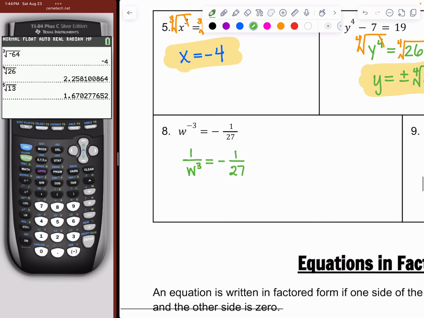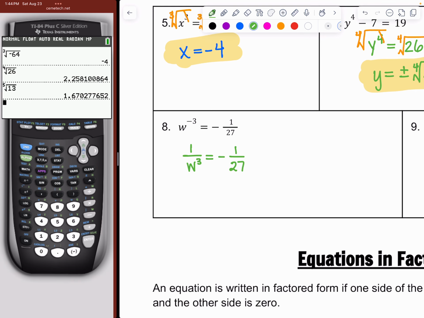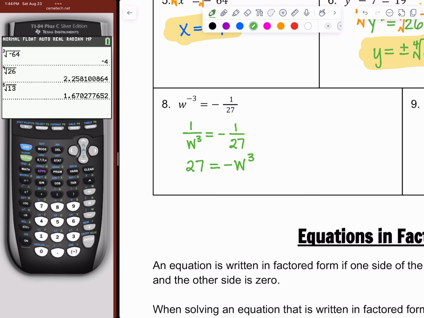And then what I would do is cross multiply. If you were to cross multiply, you would do 1 times 27 is equal to w to the 3rd power times negative 1, which is negative w to the 3rd power. Then I would divide both sides by negative 1, so it will end up having negative 27 is equal to w cubed.